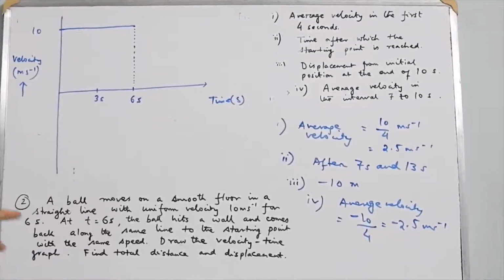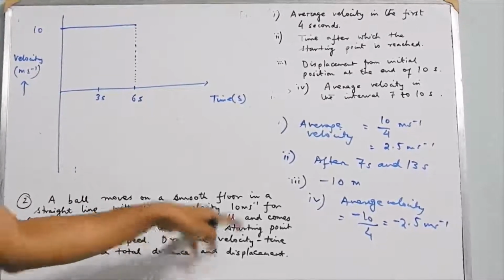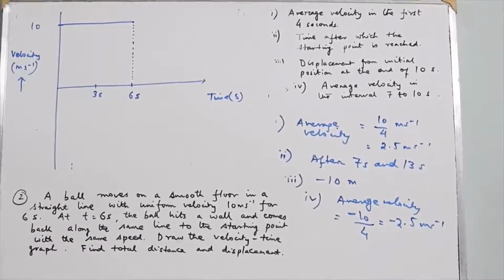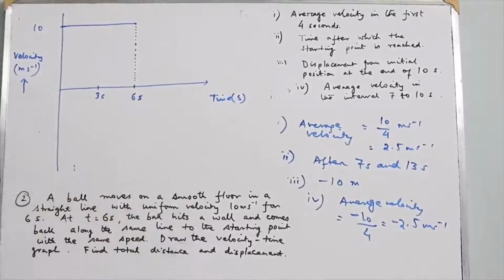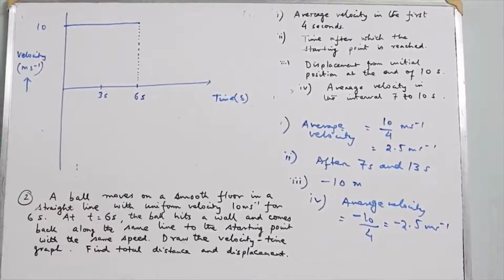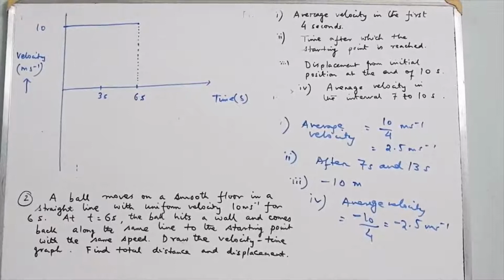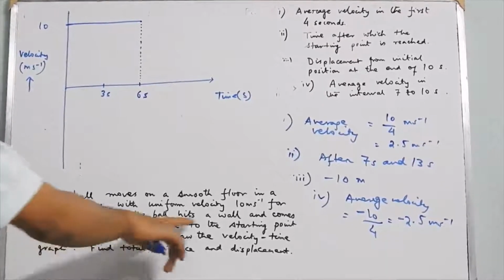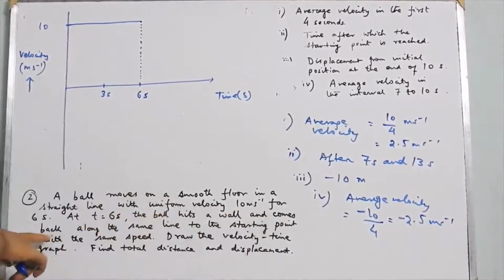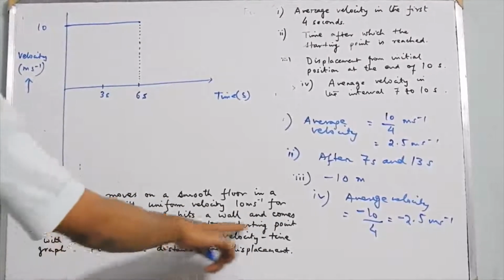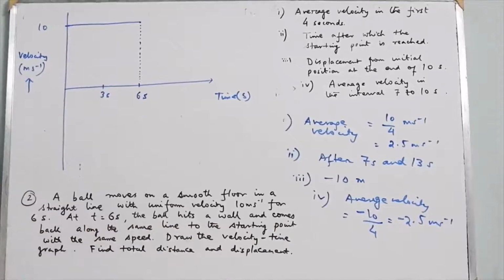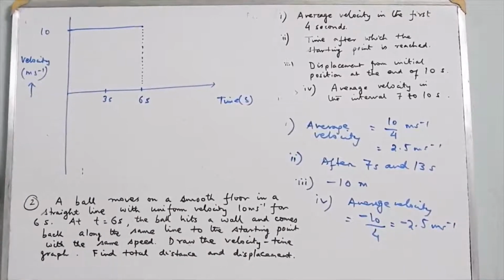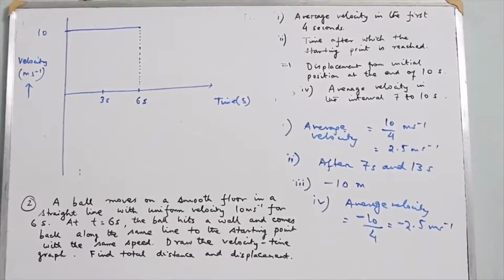Now, you have to observe that at 6 seconds the ball hits the wall and it again comes back along the same line to the starting point. That means the direction of motion has changed. It is now opposite. Its velocity magnitude remains the same, because the question says that the ball hits the wall and comes back along the same line to the starting point with the same speed. So the speed has not changed, but the direction of motion has changed. So now we have to say that the velocity is minus 10 meter per second.